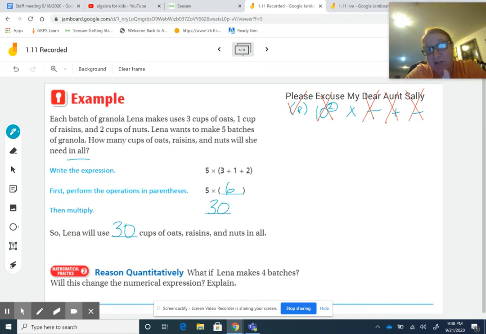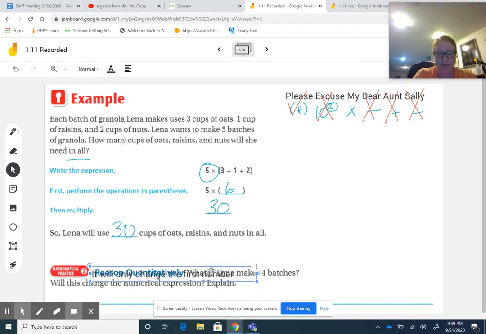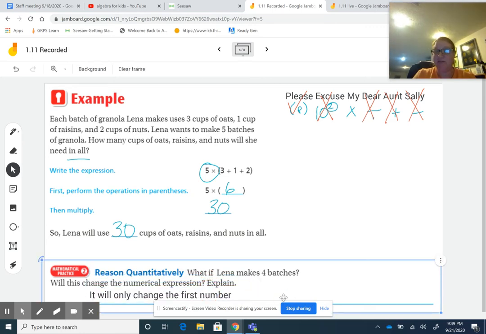Then my guess is that she's going to divide it so she can split it into different bags, but we're not there yet. Mathematical practice, reasoning. What if Lena makes 4 batches? Will this change the numerical expression? Explain. Well, here we're seeing that she's making 5 batches. So if she makes 4 batches instead of 5, it will change the numerical expression, just the first number. It will only change the first number. Stretch that out. Slide that down. That's all it is for that one.